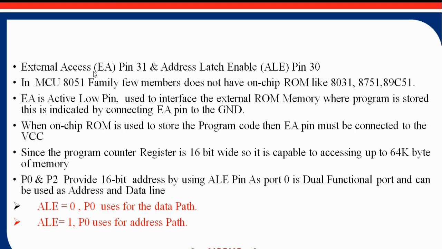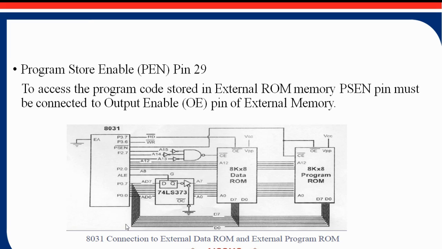Then the external access pin and the address latch enable pin, these are pin number 31 and pin number 30. These pins are used to interface the external memories. The address latch enable pin is 0 if we use port 0 as a data path. If this pin is equal to 1, we use P0 as an address path.